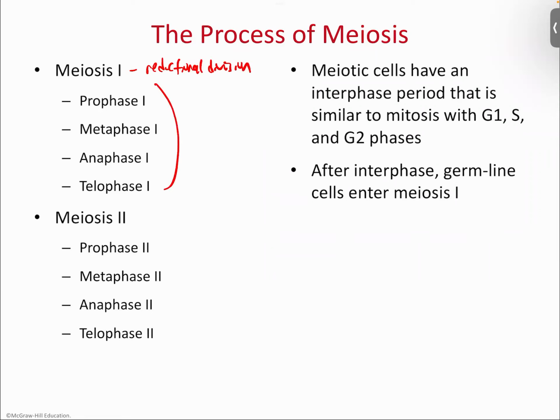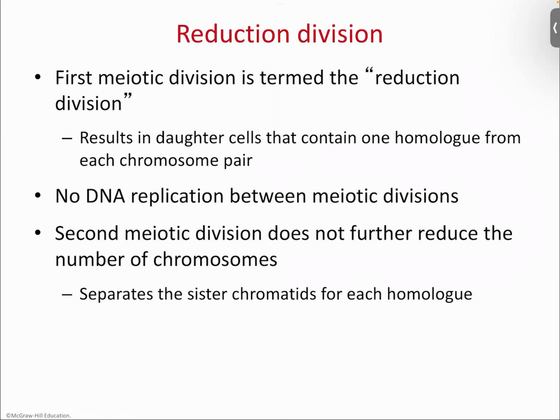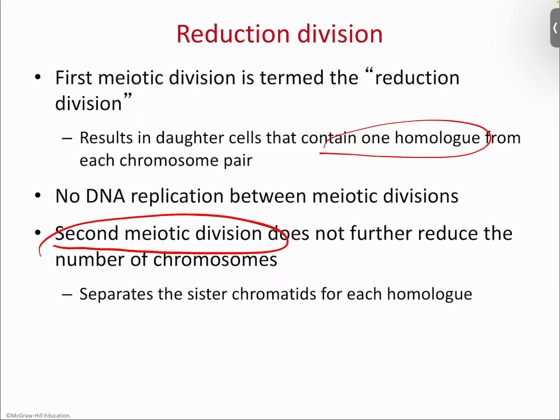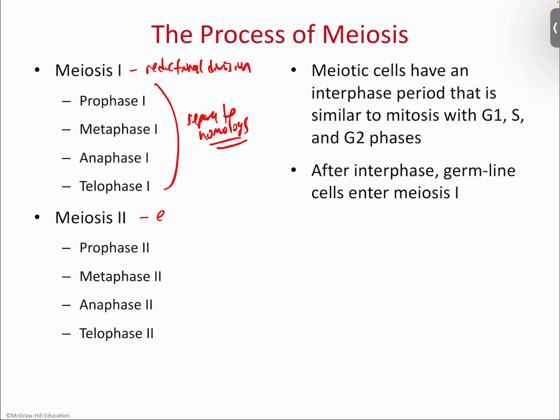The goal of the first one is to basically separate homologs. So that's what they do. They're basically separating the homologous pair from each other. The second meiotic division, meiosis 2, is what's called the equational division, because what you're doing here is separating your sister chromatids from each other. Very similar to what you did in mitosis, okay?